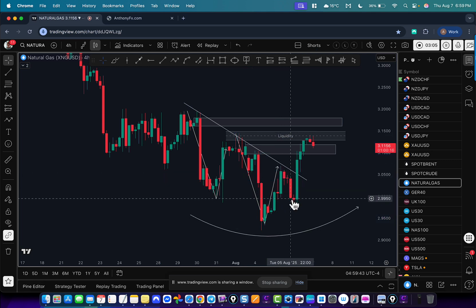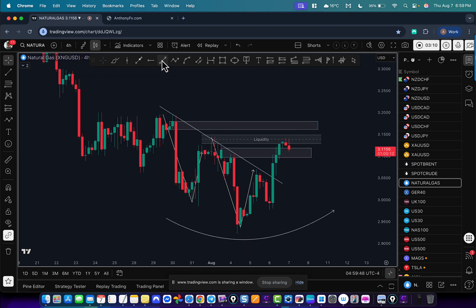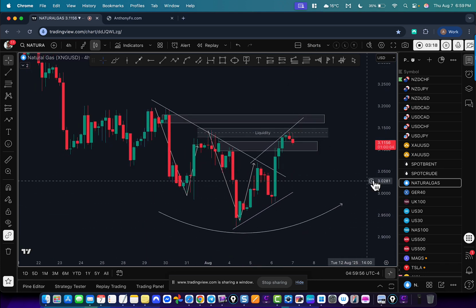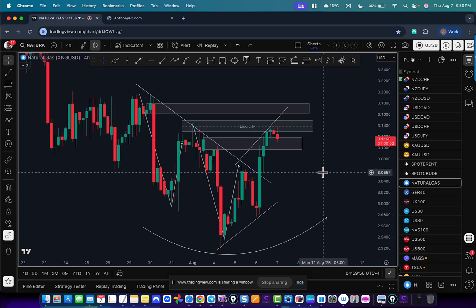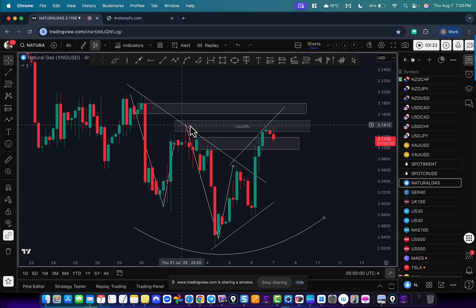All right, a bit of a pullback. It moved off that level, and then we had this higher high. So now we've got higher highs, higher lows. This is a 4-hour time frame. Let's see if it hangs in there. But what I want to look at is the fact that it's trading into this liquidity pool.